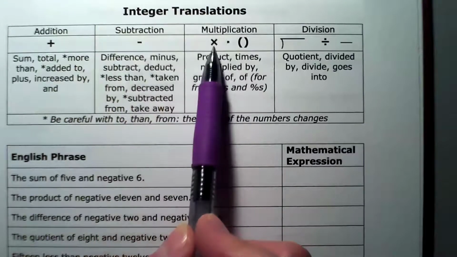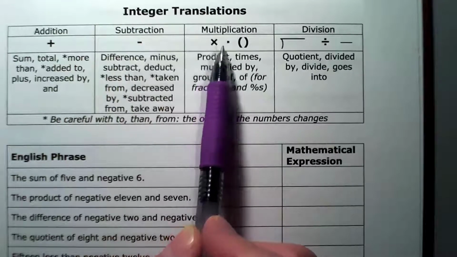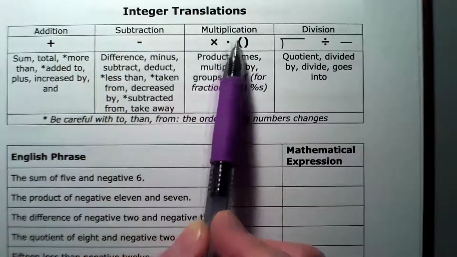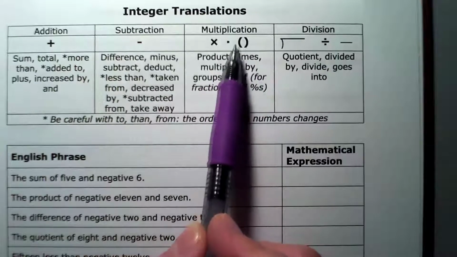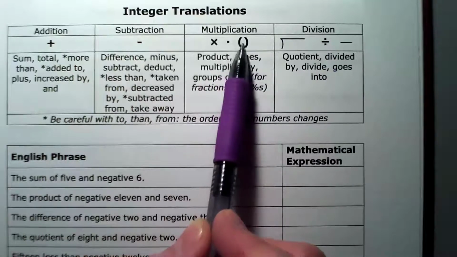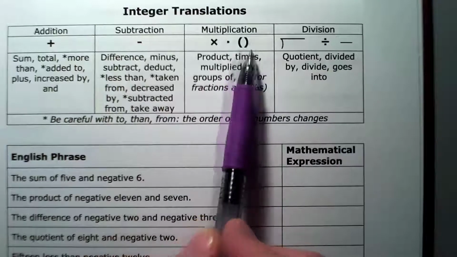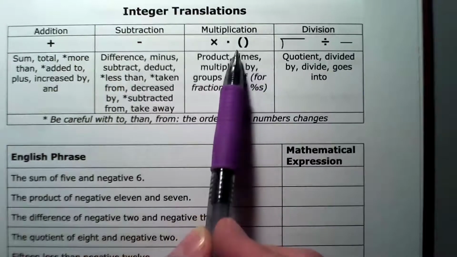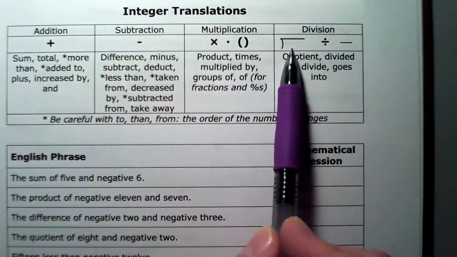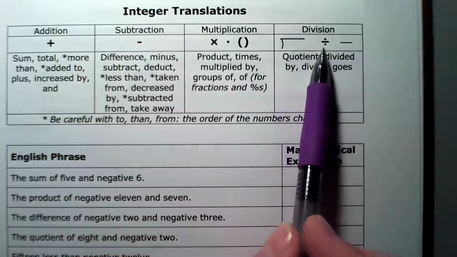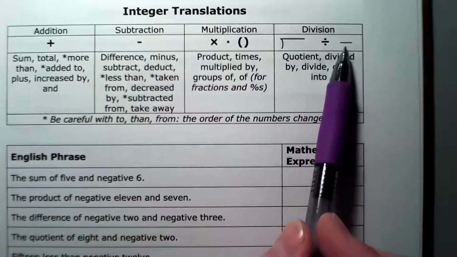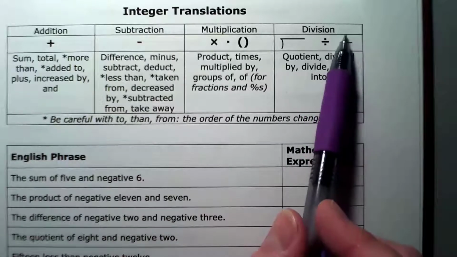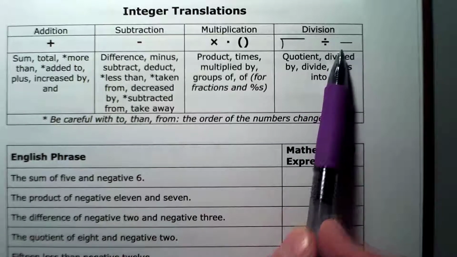Multiplication, we can do an x, but that becomes difficult when you start using variables because an x could be a variable. A dot can mean times, or just using parentheses. If you have a number right in front of parentheses, it means the number times the parentheses, or 2 parentheses next to each other mean multiply those 2 numbers. This is a long division symbol. This is the symbol we typically use when writing an equation. And sometimes we'll use a fraction bar where the top gets divided by the bottom.